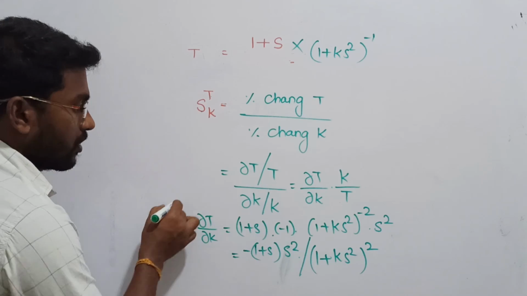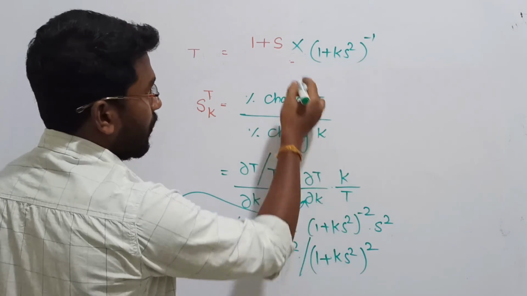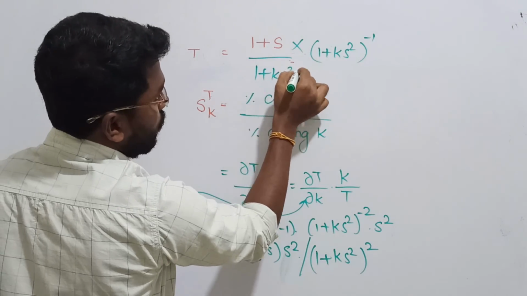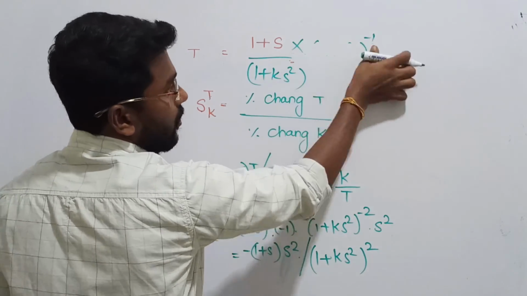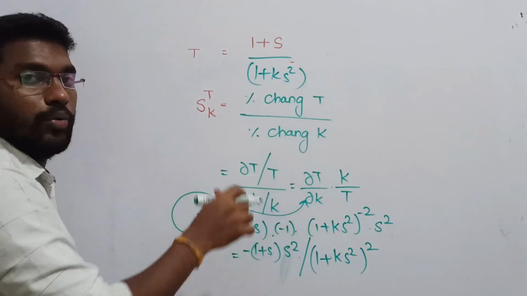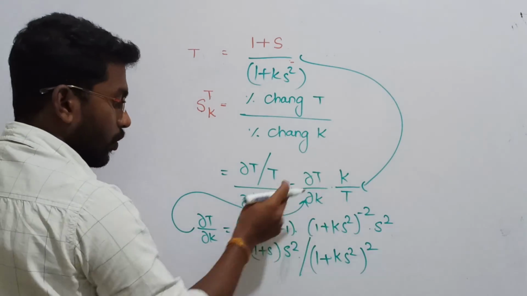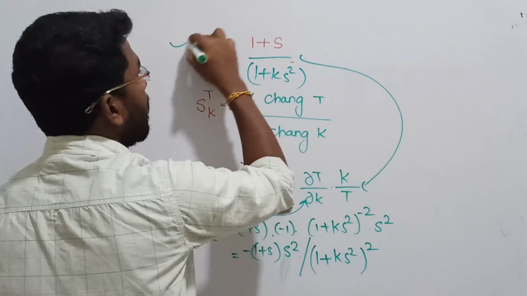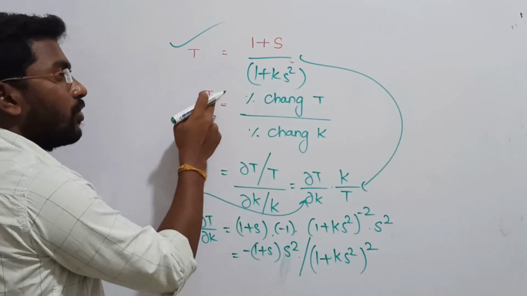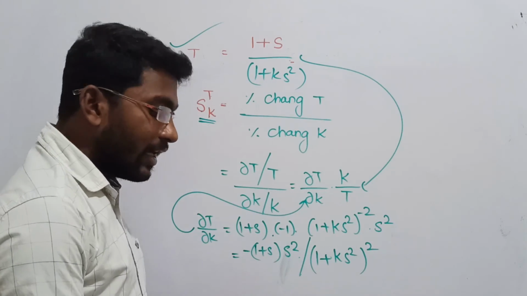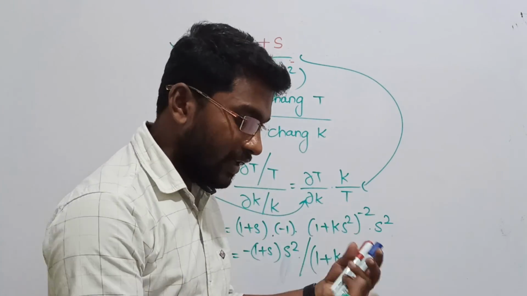Now you can substitute this value here, and T is given. T is this one. Once again you can pass it, which gives you (1 plus k s square) to the power 1, because for differentiation I took this to the numerator. Now you can directly substitute the values here. T will be substituted, and dou T by dou k is known. If you substitute, you will get the sensitivity of the overall transfer function with respect to k. Clear? That is how we deal with the sensitivity of various systems.